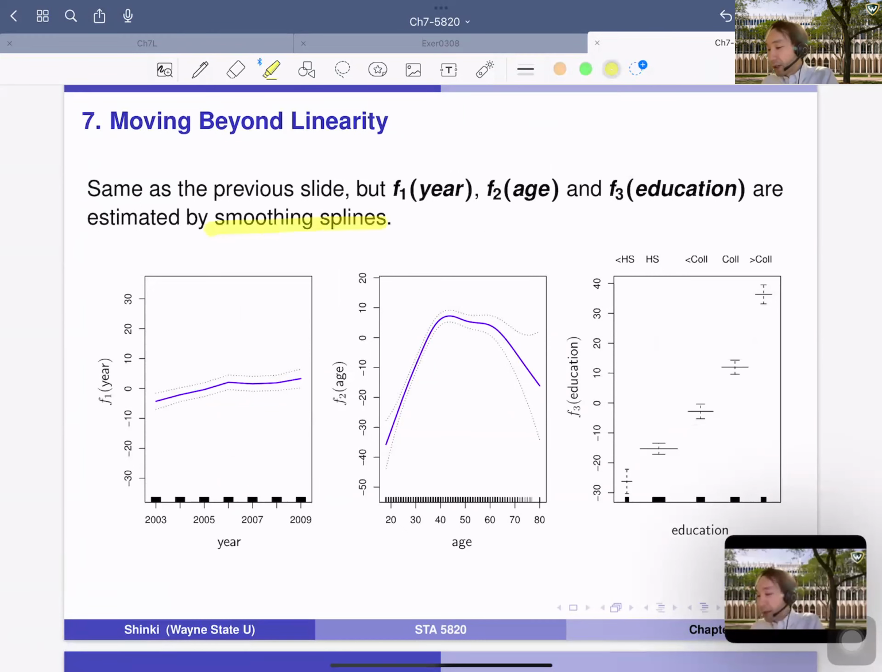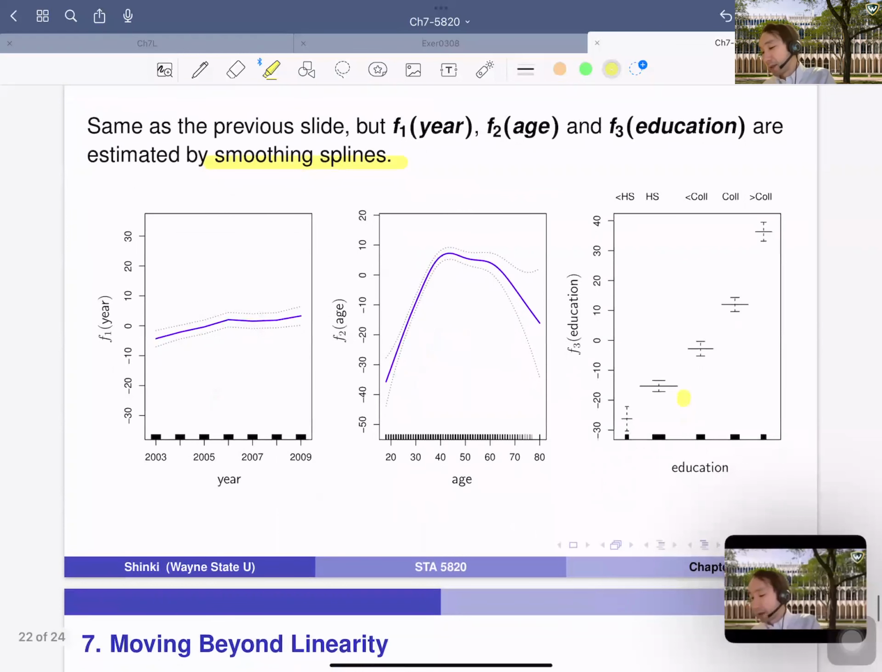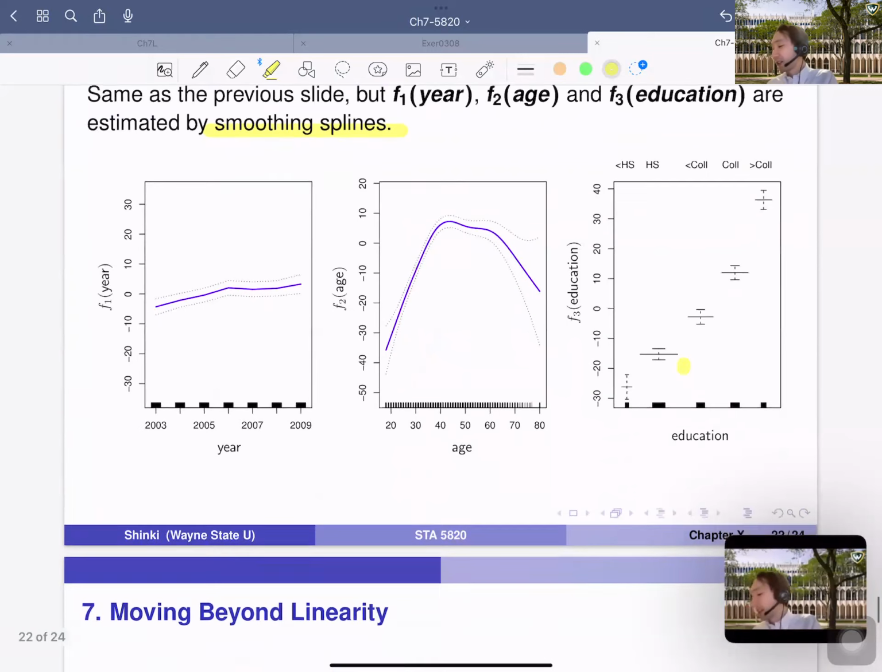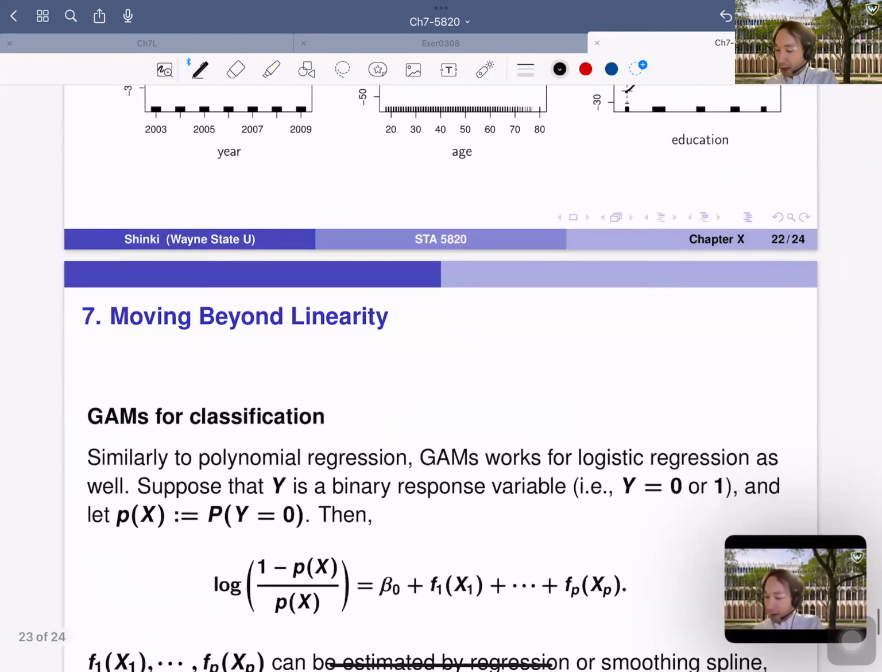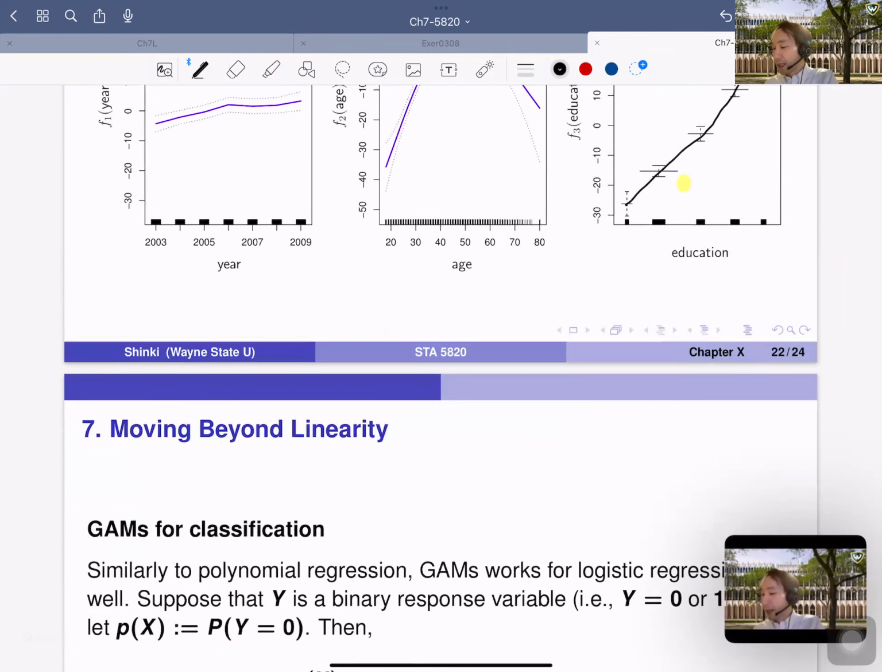Here they use smoothing spline for F1 and F2, and probably F3. I'm not exactly sure from this graph, but maybe they fit the smoothing spline but just didn't draw the graph because this is a discrete variable, or they just fit ANOVA. I'm not exactly sure. The curve looks somewhat smooth, but I'm not sure about the specification. The point is we have to specify the type of F1, F2 up to FP.